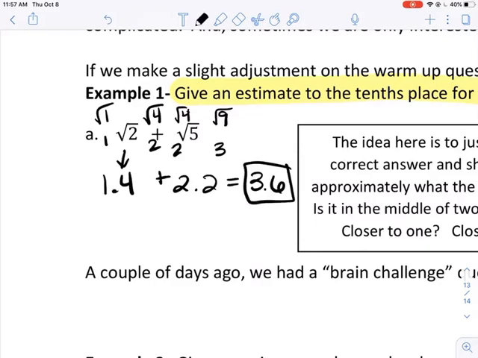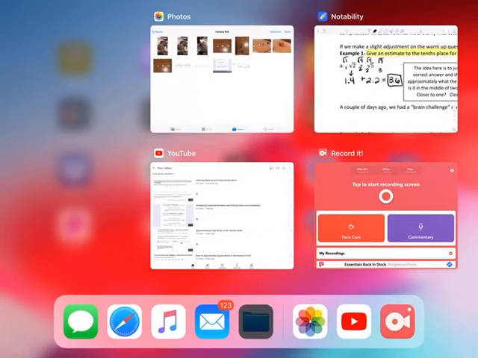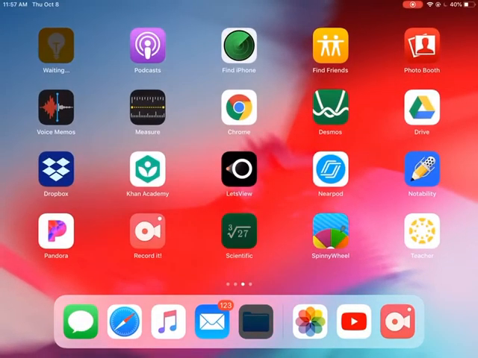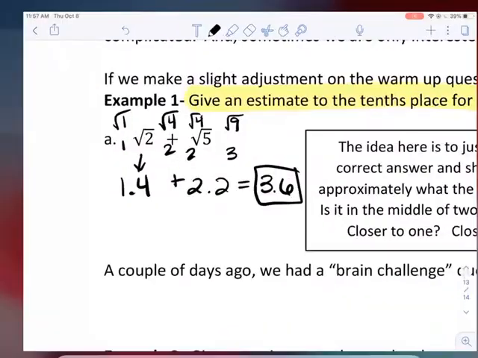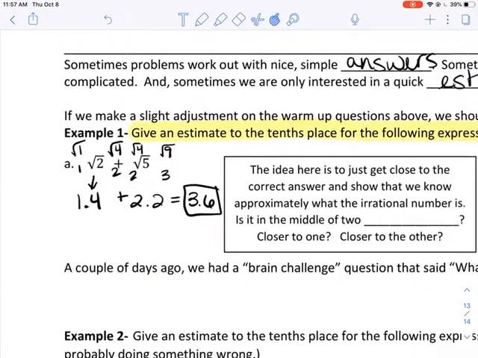If I were to check this in the calculator, what would I get? Let's go over here. And we wanted the square root of 2 plus the square root of 5. Oh, that came out funky. Let's go back. Okay, square root of 2 and then plus the square root of 5. All right, I got 3.6502. So 3.6 is actually a really, really good estimate.